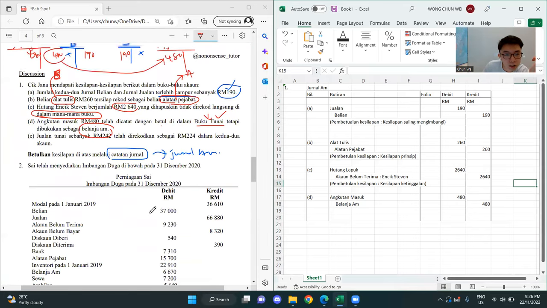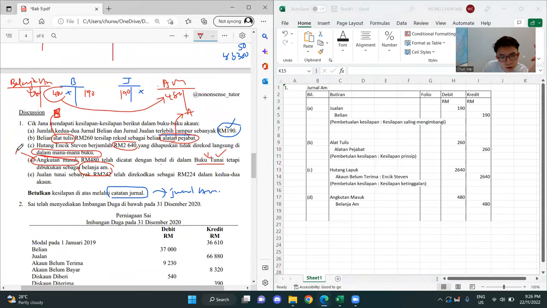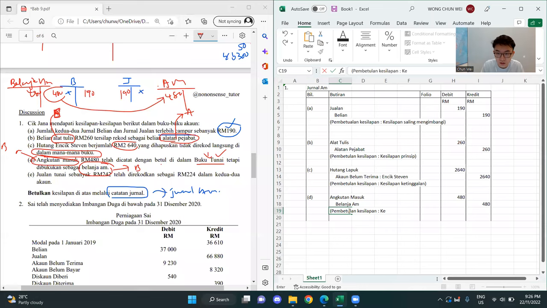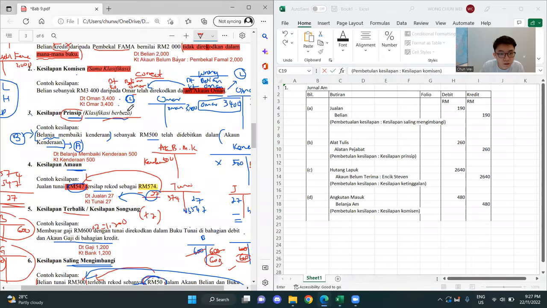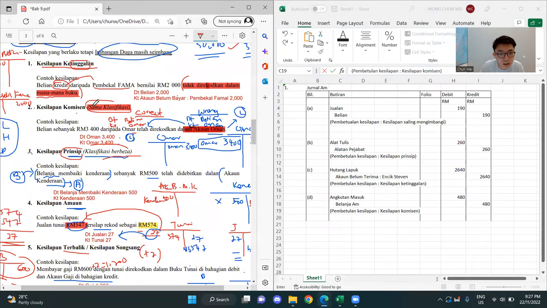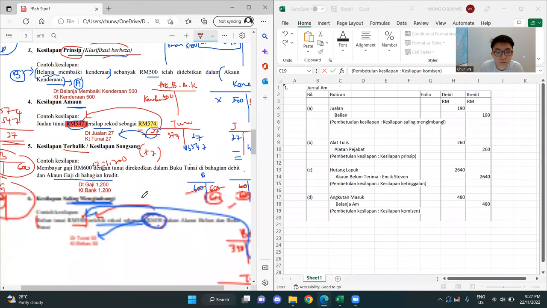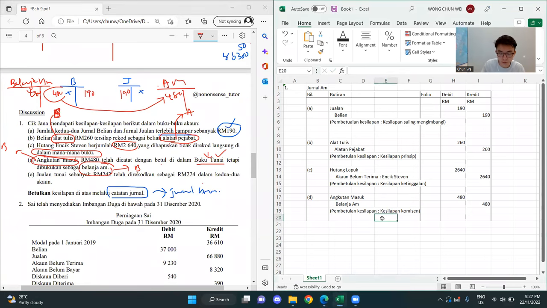Now you have to see what is angkutan masuk. Angkutan masuk is a belanja. You have to look at the classification. And then belanja am is also a belanja. So ini is a klasifikasi yang sama. So if it is a klasifikasi yang sama, maksudnya this is a pembetulan kesilapan for apa? Kesilapan commission. Okay, kesilapan. So this is a kesilapan commission. Klasifikasi yang sama. It's the same thing. Okay, so last one.